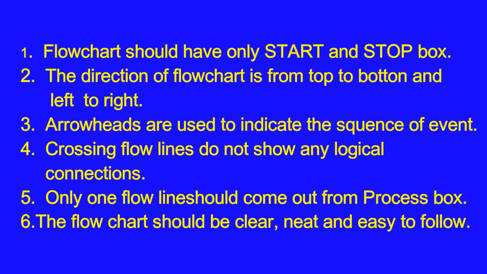Next, arrowheads are used to indicate the sequence of events. Crossing flow lines do not show any logical connections between those lines. Only one flow line should come out of the processing box. If a flowchart is very complicated, it is better to use connectors. Connectors I did not explain, I will say afterwards. The flowchart should be clear and neat and easy to follow. Okay.